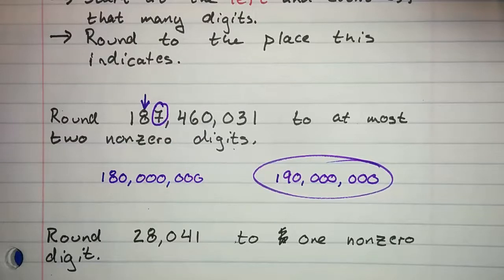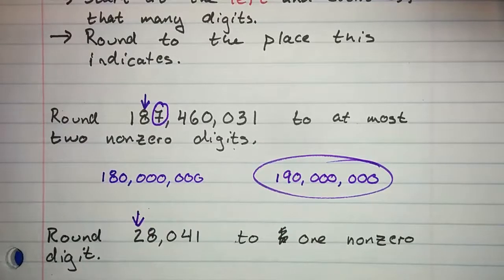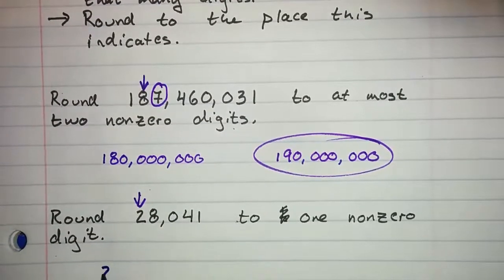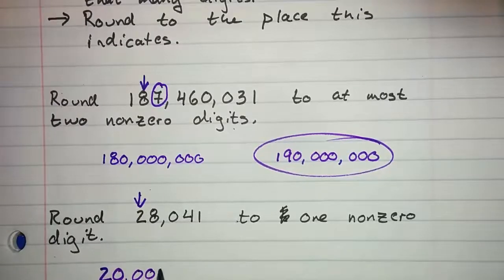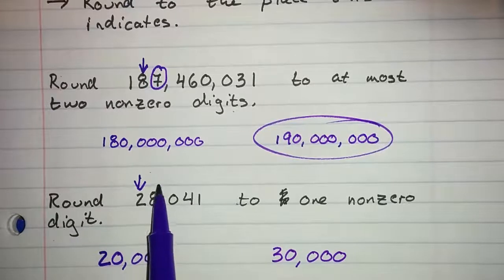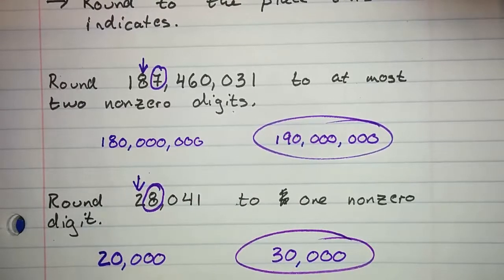All right, well, we're going to start at the left and then we're going to take the very first place there. This is the 10,000s place. So this number is between 20,000 and 30,000. Looking at the next digit, it is an 8, bigger than 5. So this number rounds up to 30,000.